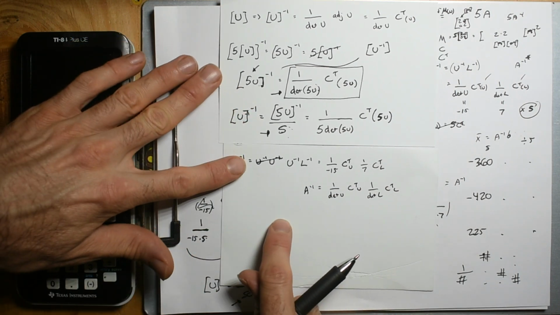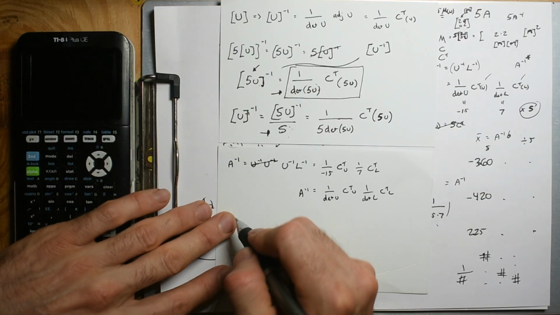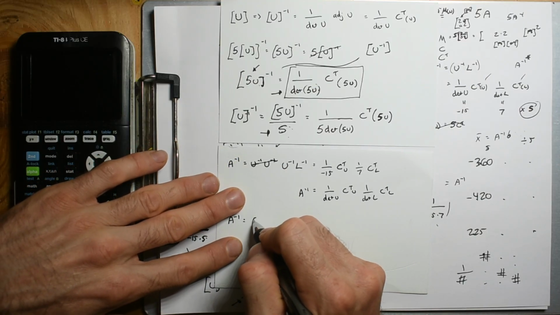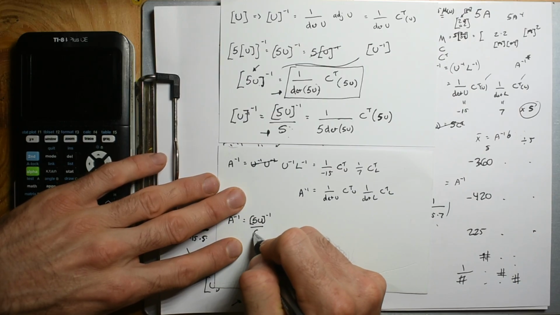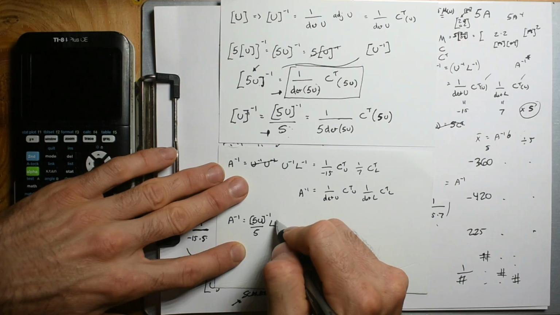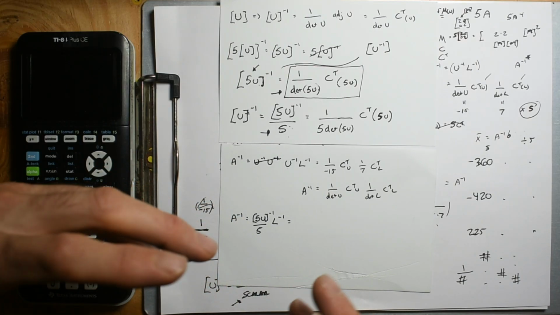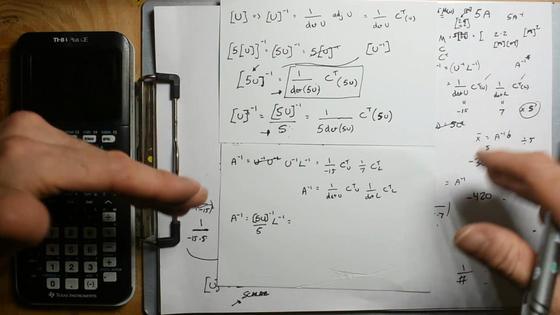What I chose to do was multiply the U by 5. So let's write this. It shouldn't be too hard. How hard could it be? I chose to do this: 5U inverse, divide by 5, L inverse. And I'm really satisfied with this because I knew to do it, but then I didn't realize I needed to divide by 5 again.